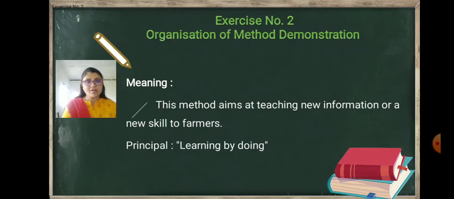The principle, as I already told you, is learning by doing. First, the extension worker gives information and the procedure about that particular improved practice to the farmer. After getting all the ideas related to it, the farmer also does that thing. That is learning by doing: learn and do.